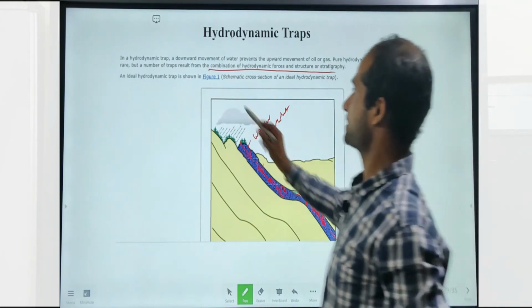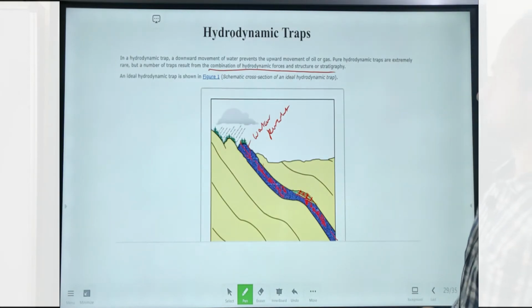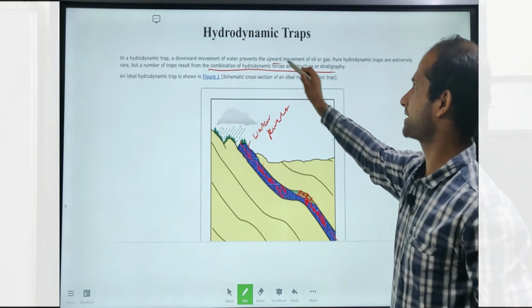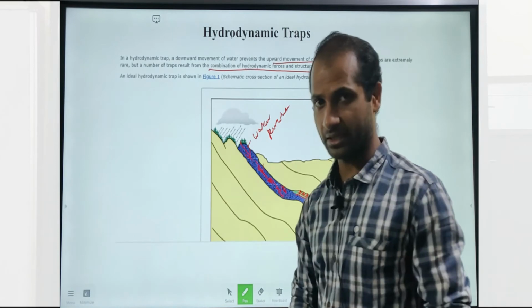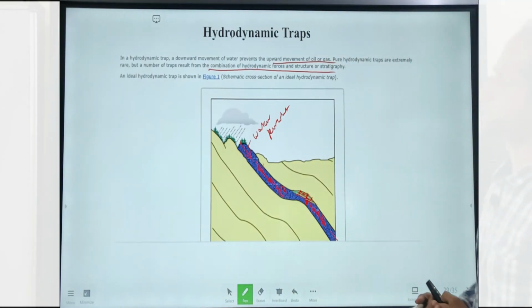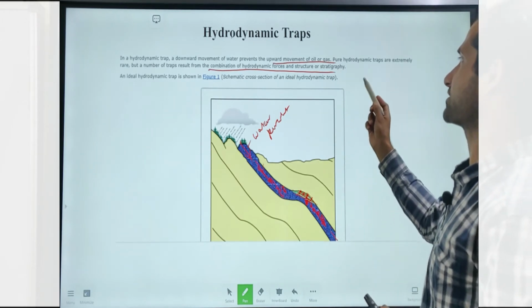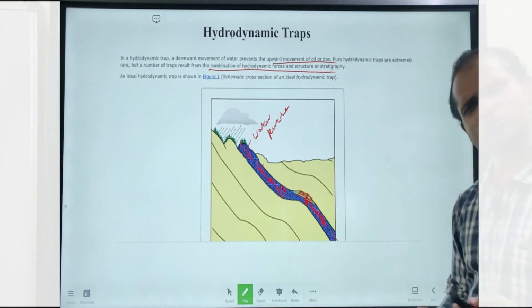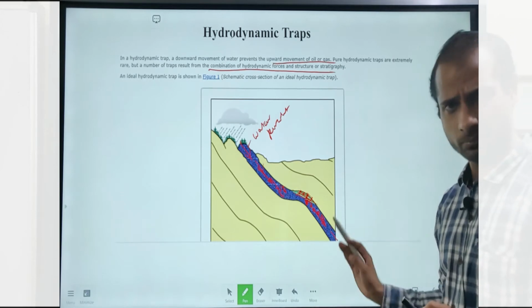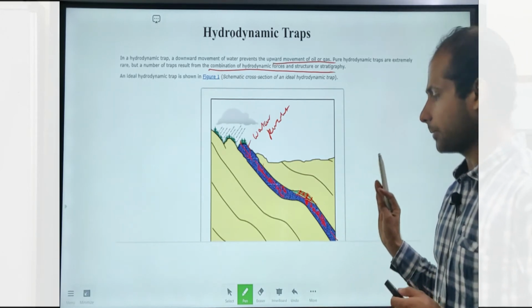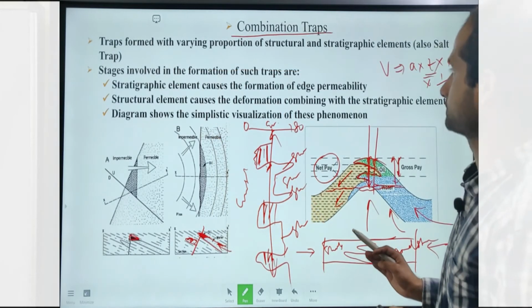As the definition says, a downward movement of water prevents the upward migration of oil and gas. Pure hydrodynamic trap is really rare, as I have already discussed, but a number of traps result from a combination of hydrodynamic forces and structures or stratigraphy. They are usually associated, but in general this type of trap has been reported from the world, but they are really rare.